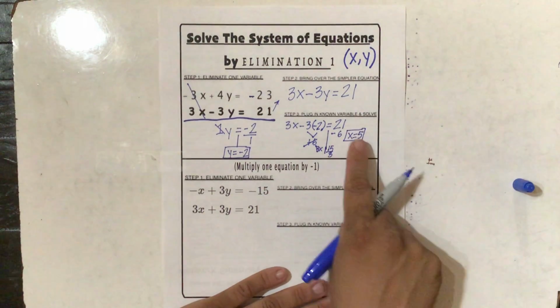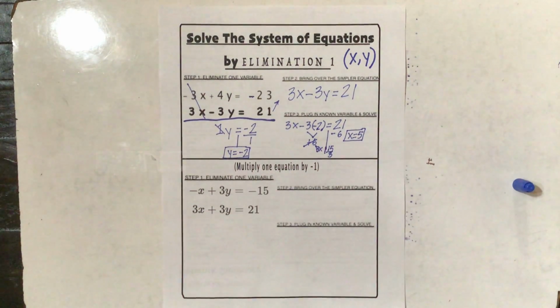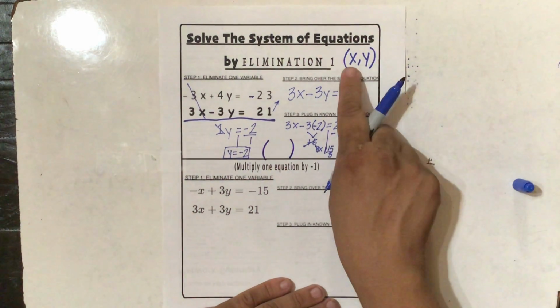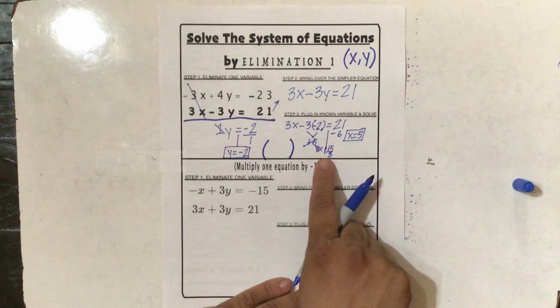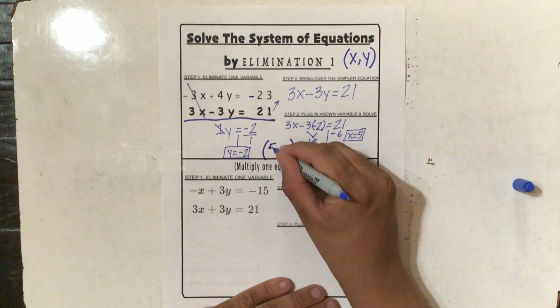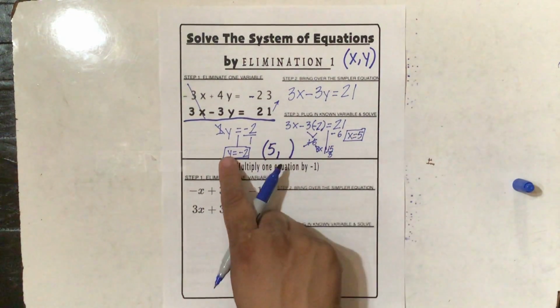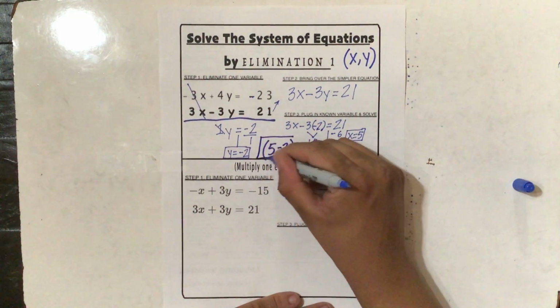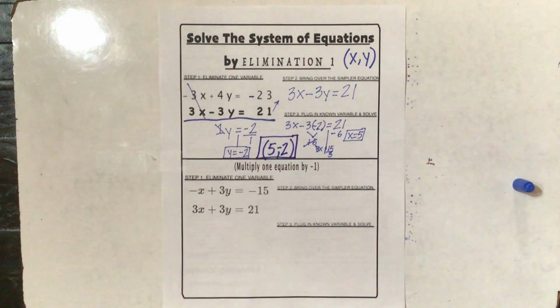So now I have my x and I have my y. I'm going to write them like this: x comma y. x is 5, comma, y is negative 2. This is my answer right there. There we go. So that is the first type of problem you're going to see in this activity.